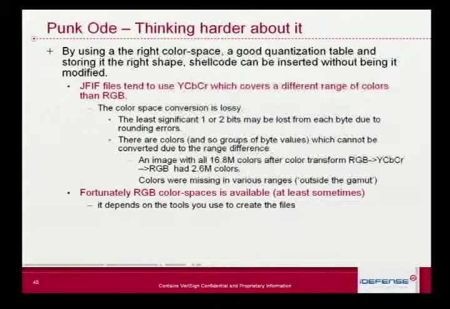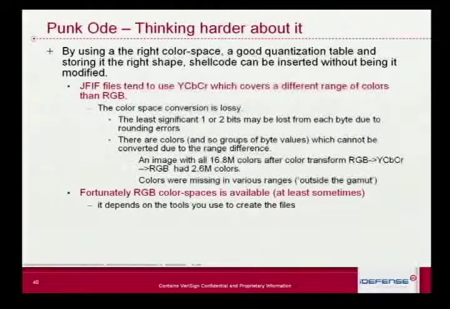If you use the right color space, a good quantization table, and you store it in the right shape, shellcode can be inserted without it being modified. As I said, the JFIF file, which is a JPEG file interchange format image file, uses YCbCr, which covers a different range of colors than RGB, which is what everything will get converted to when it's displayed on your computer. The color space is lossy. It will tend to lose the least significant couple of bits from many of the bytes. And there are colors which can't be converted due to the way the format works.